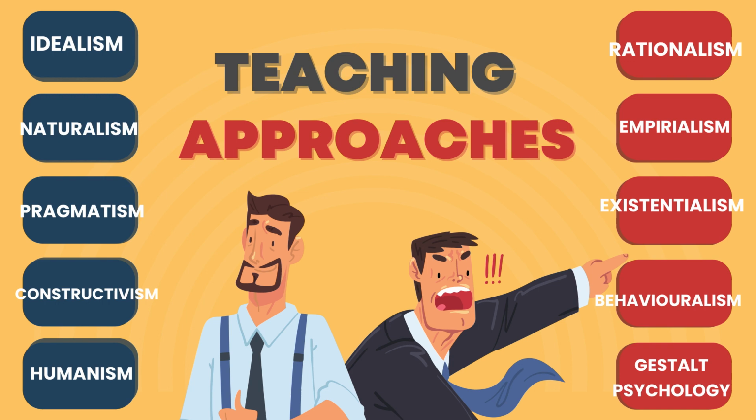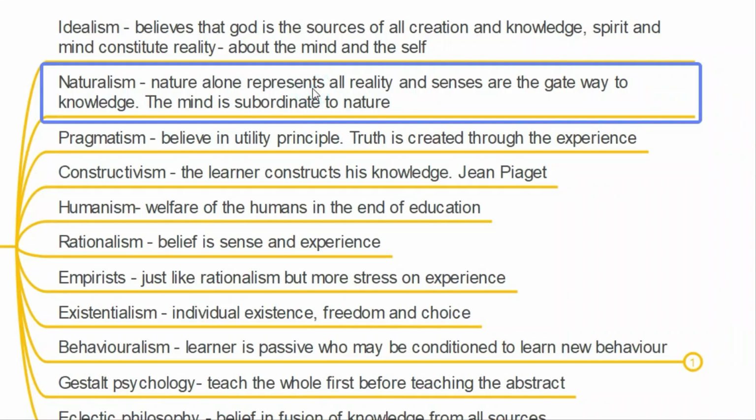The first one is obviously idealism. Idealism believes that the world is created by God, and it believes in mind. It is the mind which perceives knowledge through senses. So it gives more importance to the mind-soul connection. And second one is known as naturalism. Naturalism believes that a child learns better in the right nature, in the right environment. You have learned about Montessori, Rousseau's method. So nature is a teacher here, which subordinates the importance of mind.